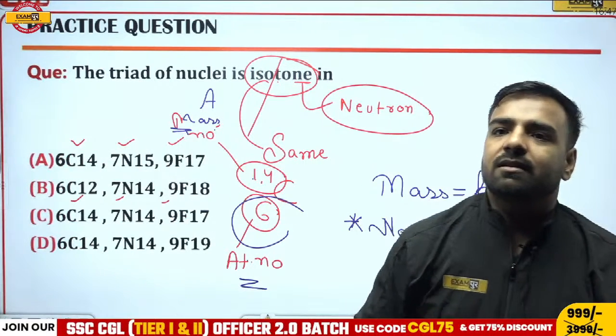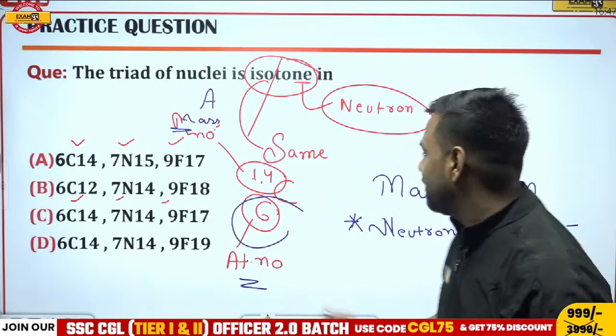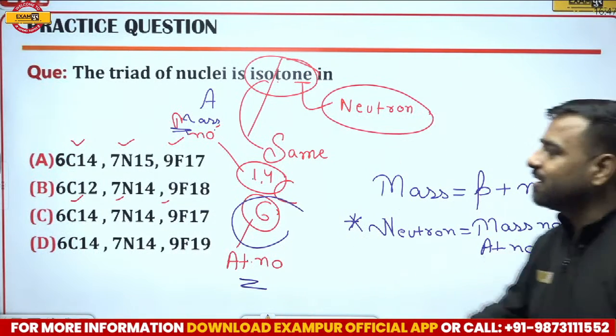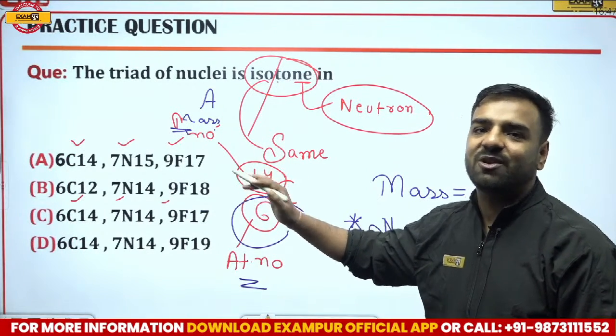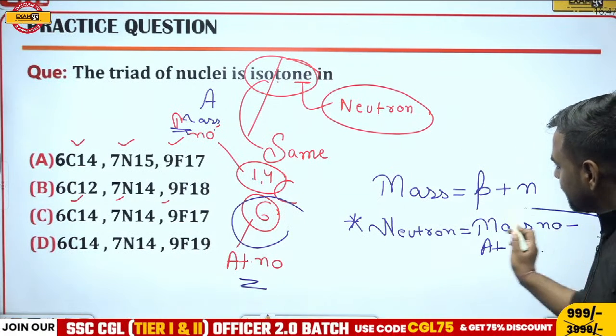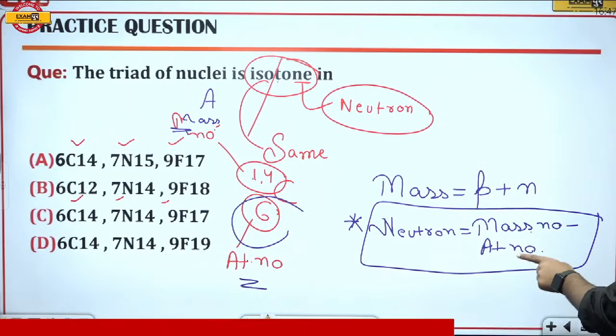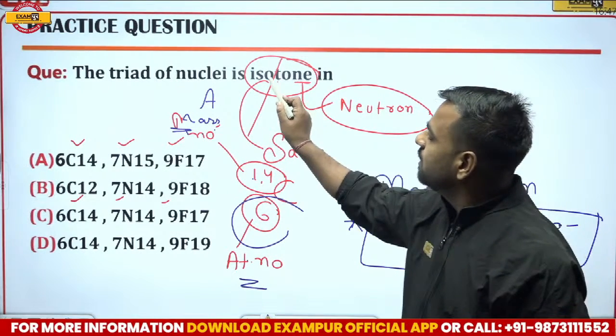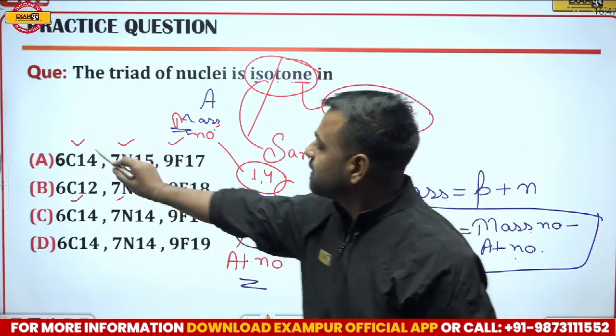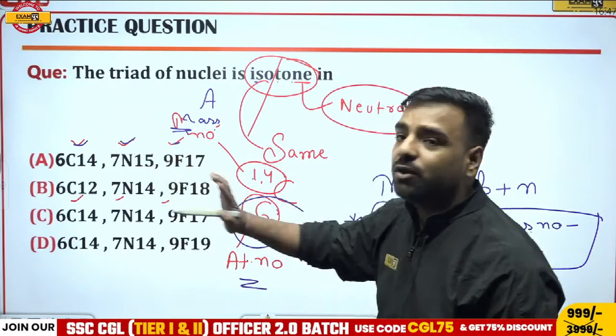No one has given the answer till now. I have explained all the logic, and obviously I will solve it and tell you how we are going to solve it. But I want you to answer. For calculating the number of neutrons, you will use mass number minus atomic number. And the question was isotone, that is, the same number of neutrons. So how can you calculate the neutrons?